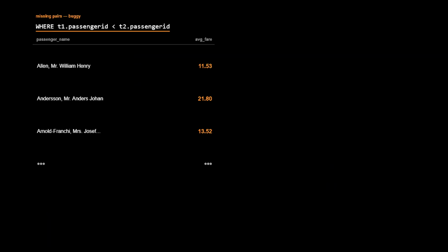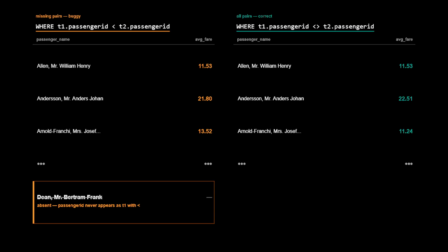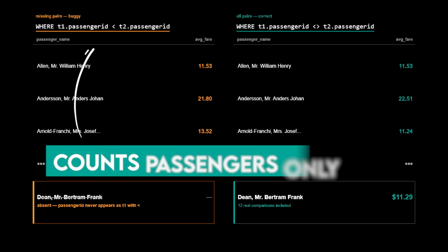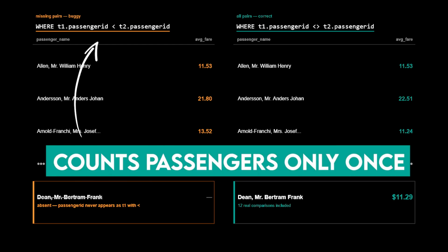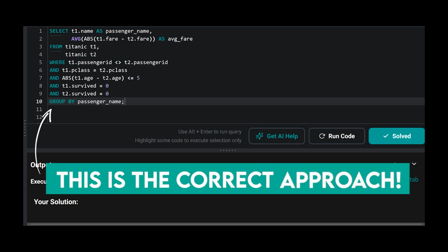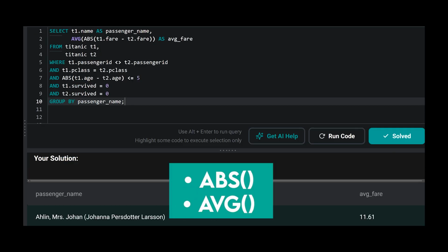And swapping that not equals for a less than looks like a harmless simplification, but it cuts your comparisons in half. Each pair counted only once instead of from both passengers' sides. Since this question groups by passenger and wants the average from their perspective, that's the wrong call. Wrap it in the abs and average functions, group by name, done.